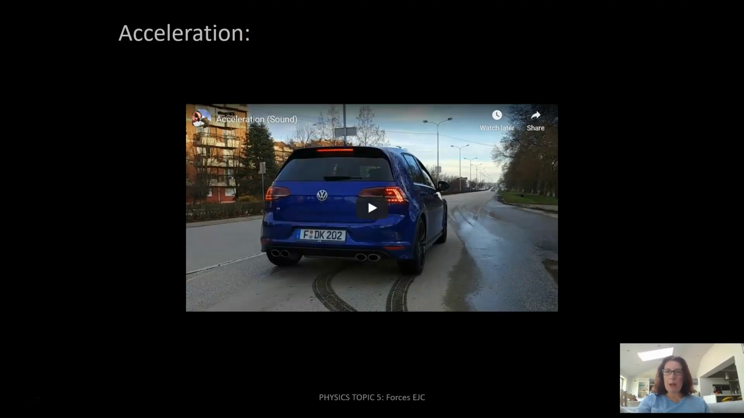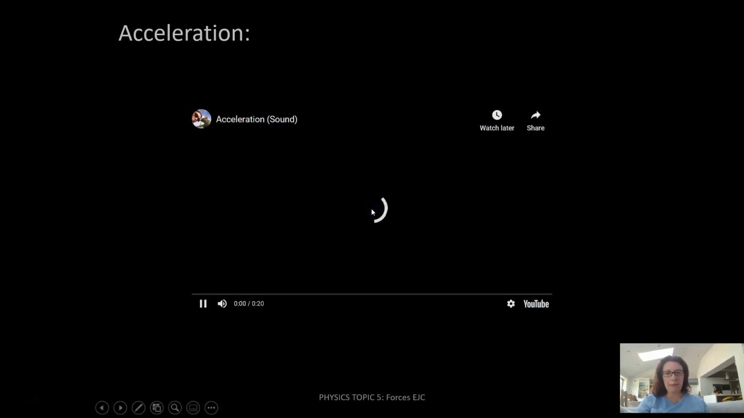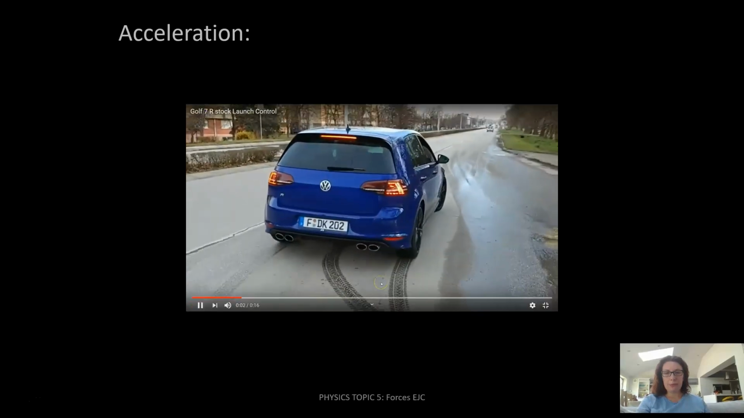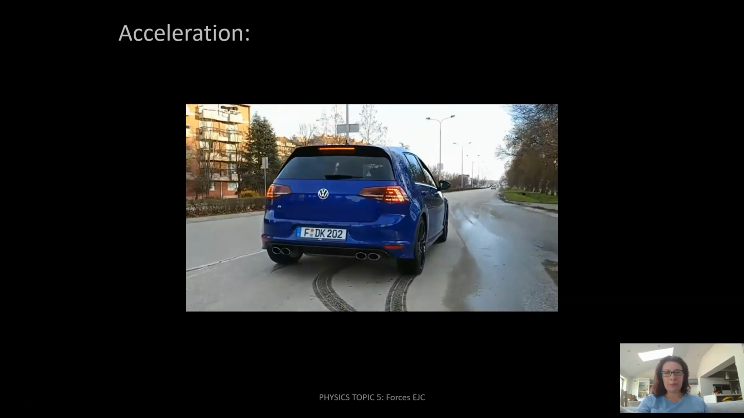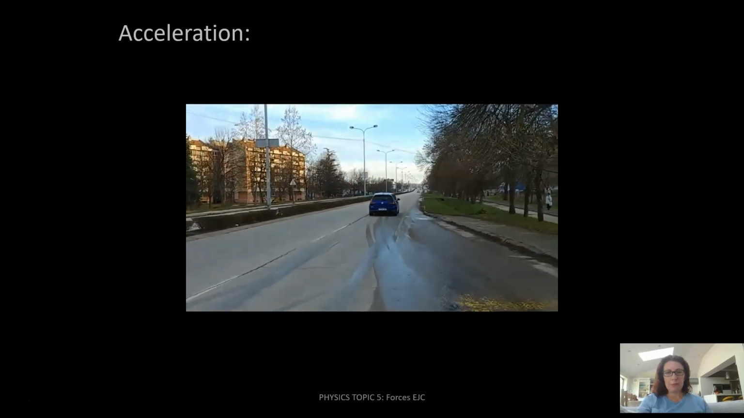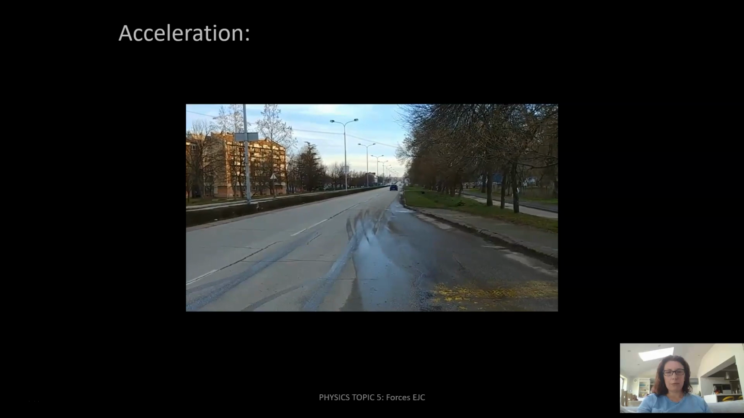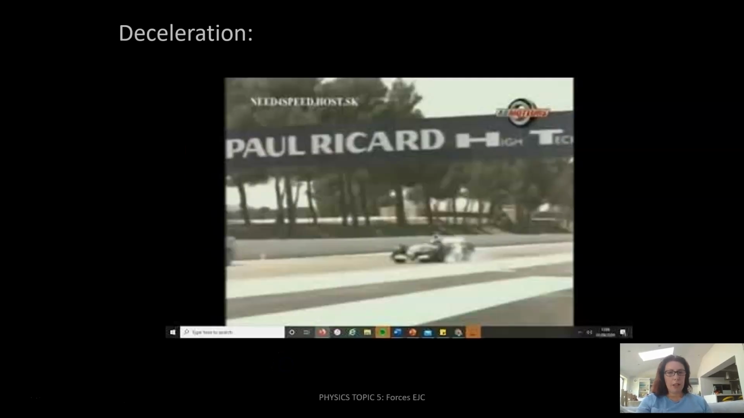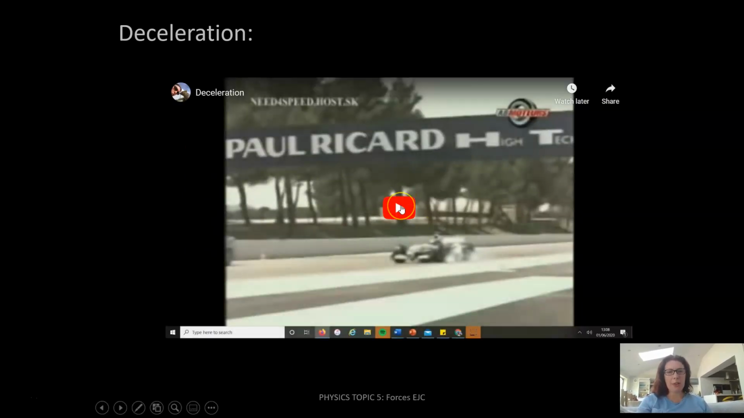I just wanted to show you a couple of videos demonstrating the difference between acceleration and deceleration. So here's a car accelerating. And then here are two cars decelerating actually. This video is in French, but it's trying to show you the difference between how quickly a Formula 1 car can stop compared to a normal car.